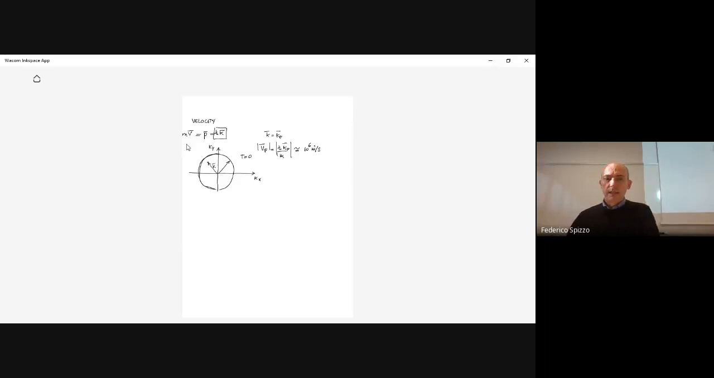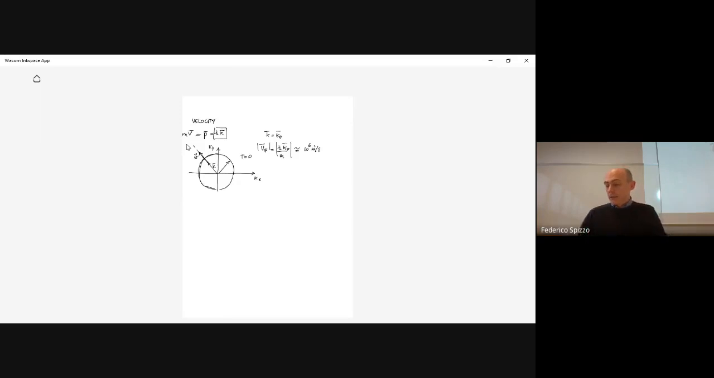so this is the k that identifies the specific level, as the velocity has to be parallel to k, this means that if we plot the velocity, that will be along the same direction. So the actual velocity of the electron will be parallel to that vector.